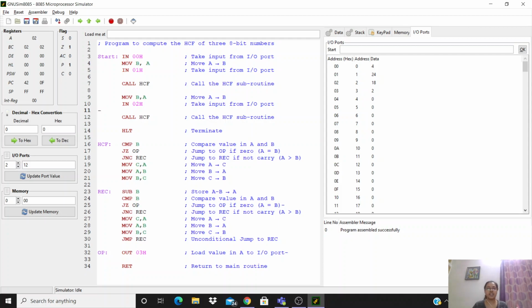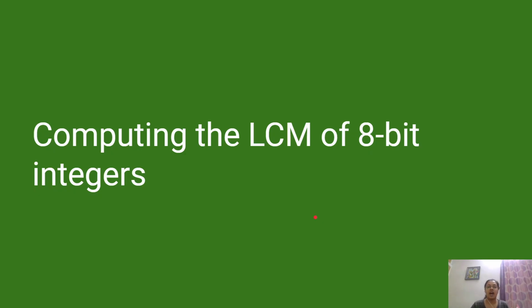So one can even generalize this code to make it for n 8-bit numbers. You'll just have to call HCF more number of times, and take into account that we have to take more inputs because we want n numbers this time instead of 3. After discussing the HCF, we'll be discussing how we can compute the LCM of 8-bit integers.